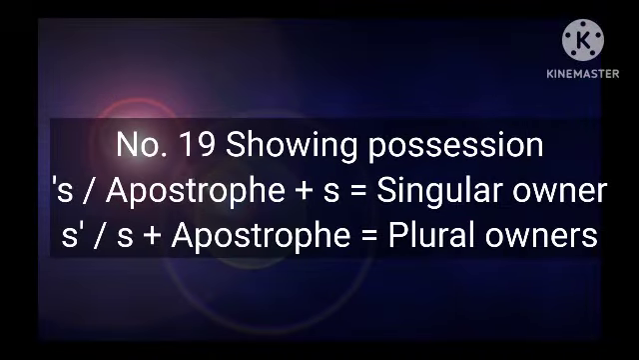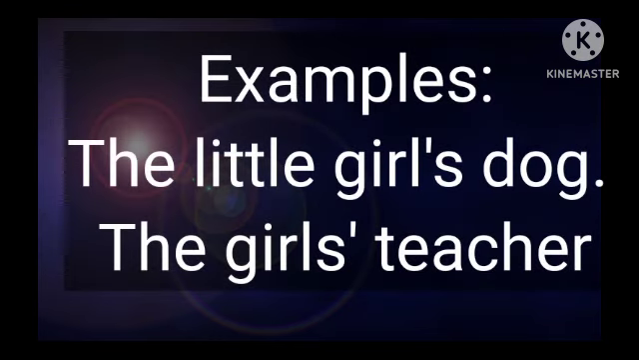Number 19, showing possession. Apostrophe plus s means a singular owner. Meanwhile, s plus apostrophe means plural owners. Example: the little girl's dog. So it's singular because only one girl owns the dog. The girls' teacher is plural because the teacher could belong to two or more girls.